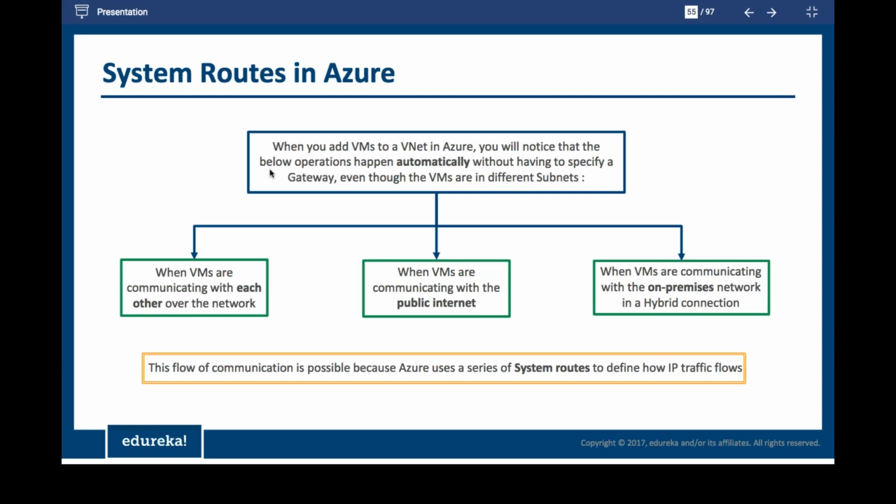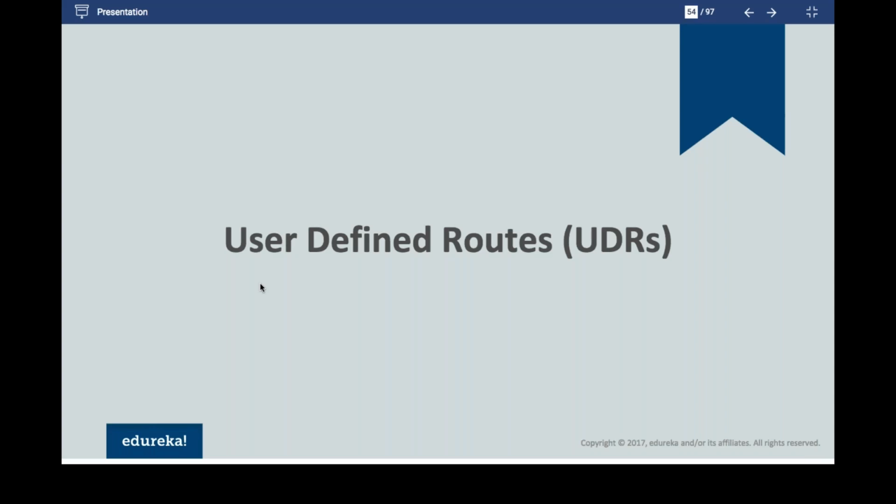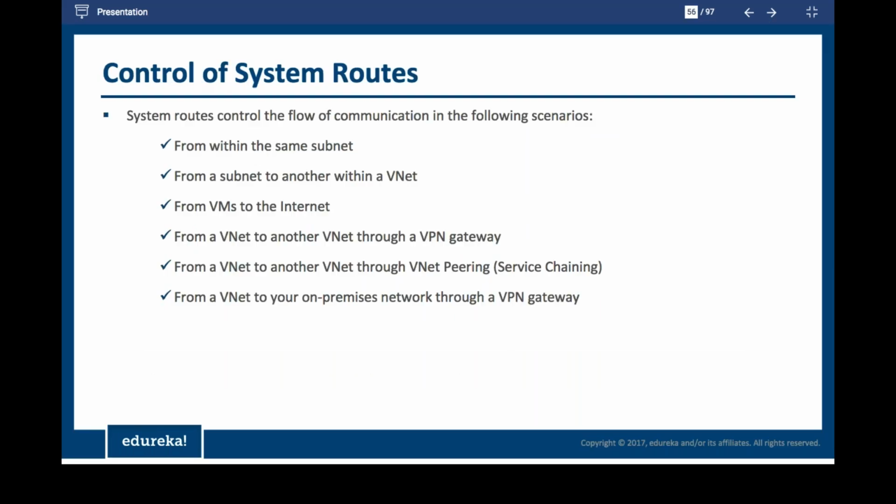Hi Arsha, can one VNet VM communicate with other VNet VM? Yes, it can. That's what we are speaking about. That's what we are showing here, the system routes. When VMs are communicating with each other over the network, that can be done using this.